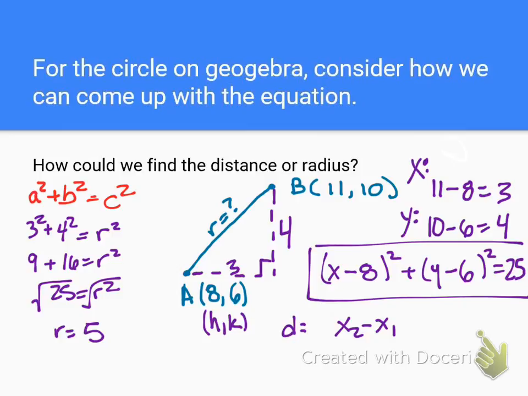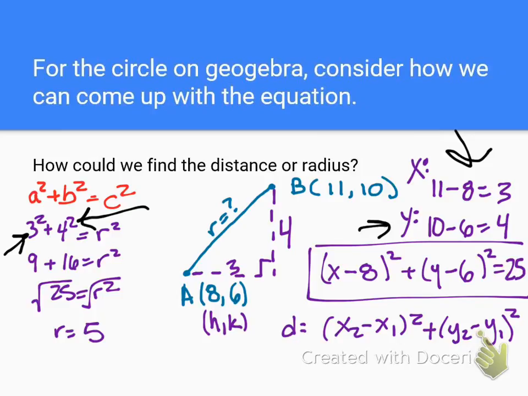Just like we did right here. And then we square it, like we did over here. So difference of the x's squared. And then we add that to the difference of the y's, which is right here. Difference of the y's squared. Okay, so we're adding it just like we did here. And that's equal to our radius or distance squared. So if we want to just equal the distance, we would have to take the square root of that whole thing. Okay, so that's our distance formula.